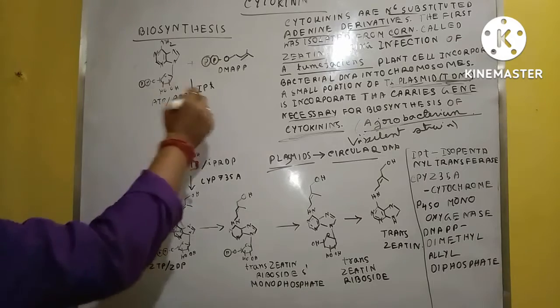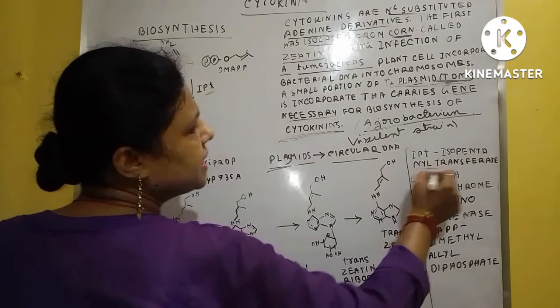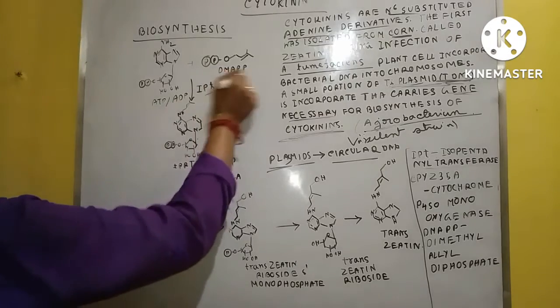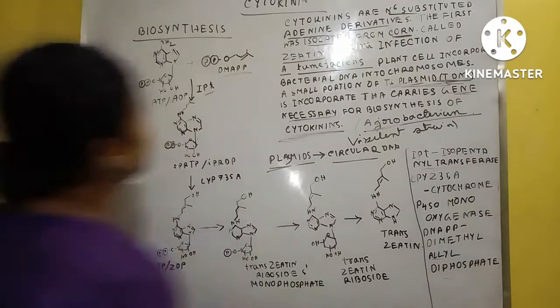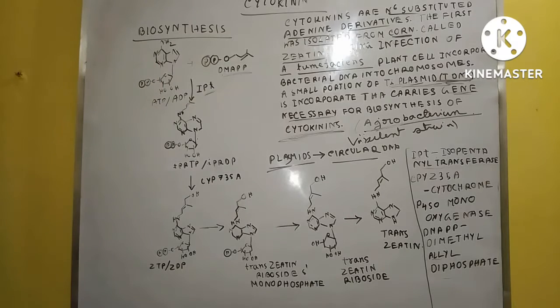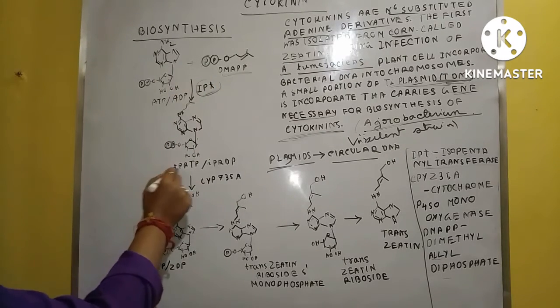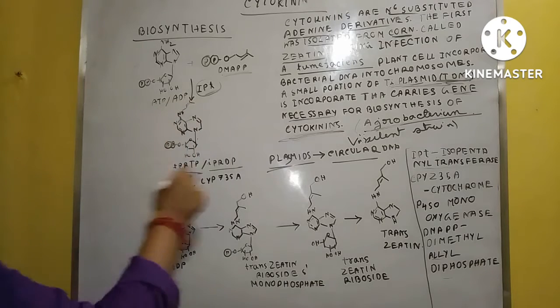You can see here the IPT. What is called the IPT? IPT is the isopentenyl transferase. Isopentenyl transferase is the enzyme, and DMAPP, what is that? This is the dimethylallyl diphosphate. This dimethylallyl diphosphate, when added with ATP or ADP, then in presence of IPT enzyme, it converts into IPRTP or IPRDP, and this conversion is not stable.